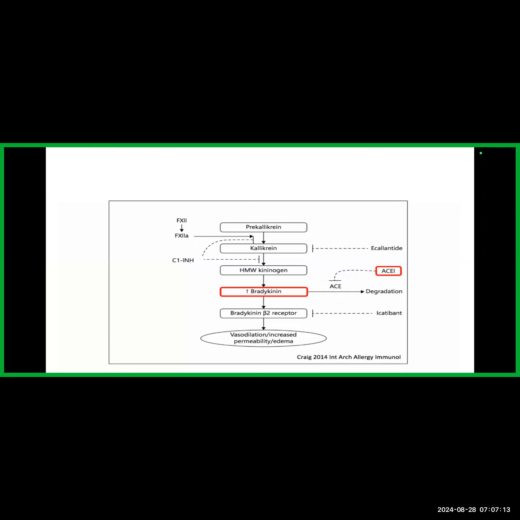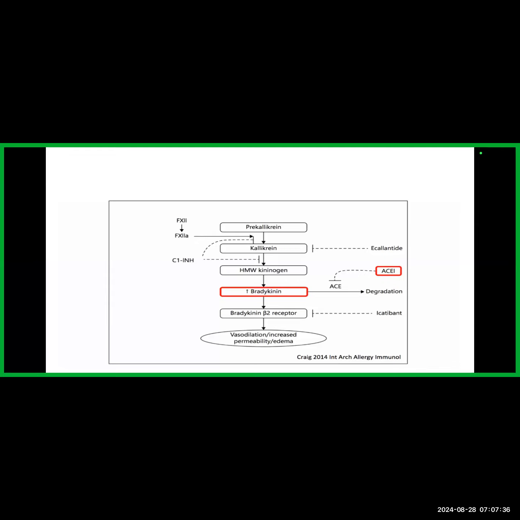Sorry, I forgot to mention earlier, about 0.3 to 0.7% of people would have ACE-induced angioedema. That sounds like a very small number. However, if you consider the number of people on antihypertensives, especially ACE inhibitors, that will be a very huge number of people coming to the emergency department with ACE-induced angioedema.